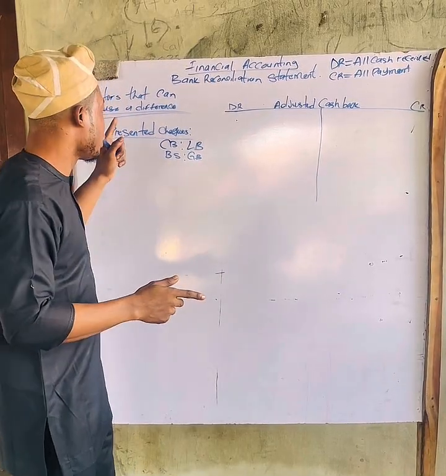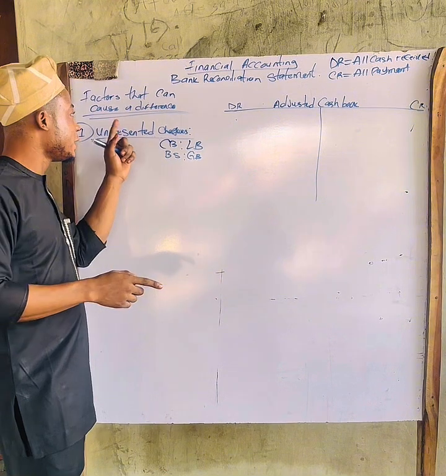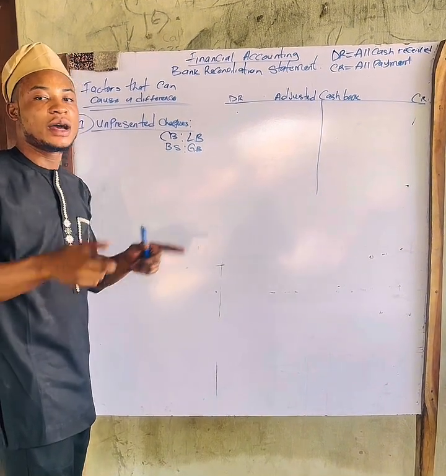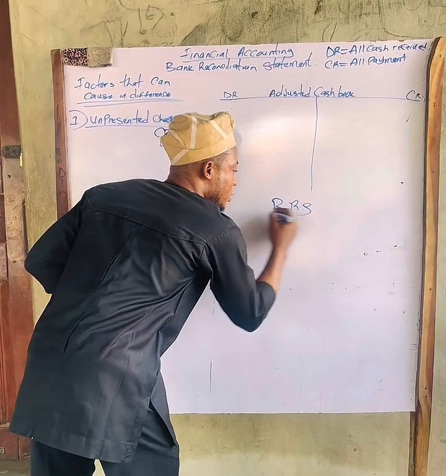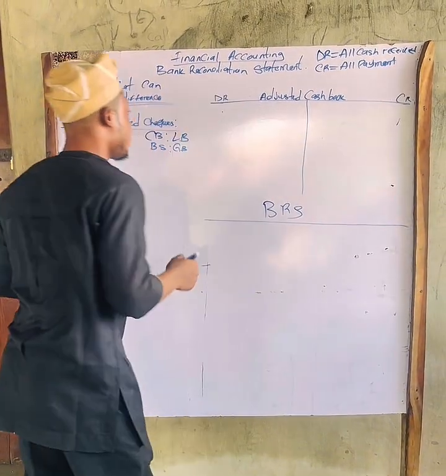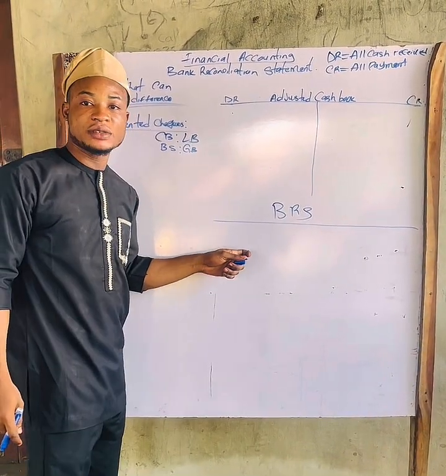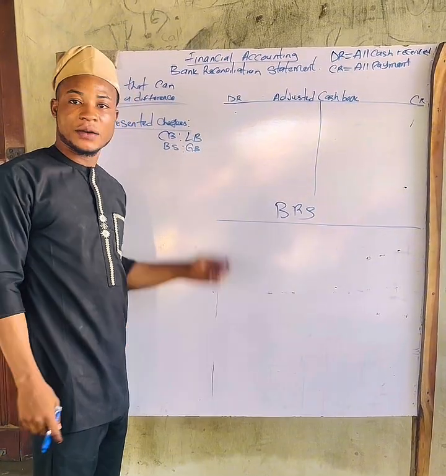So this is one of the factors that can cause a difference in the balance of the cash book and that of the bank statement. Now, in the BRS, that is where we are going to put the unpresented check. So I'm going to draw up the format after explaining them.